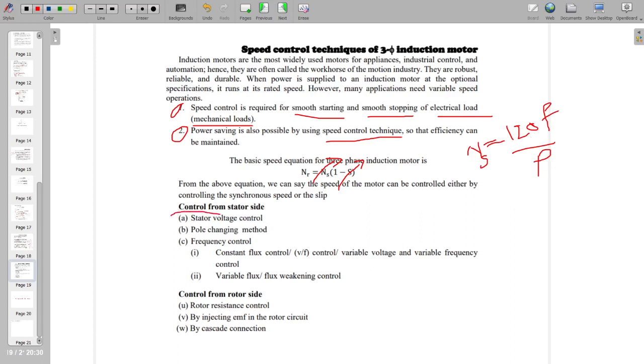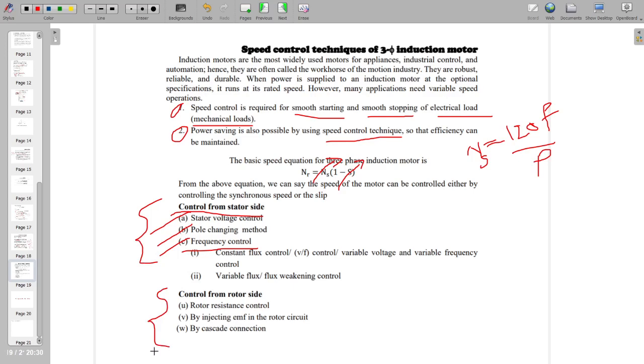The speed controlling methods from the stator side are: first, we can control the stator voltage. Second, pole changing, that is changing the number of poles. Third is frequency control. In frequency control there are two methods: constant flux control, that is V by F control, and the second is variable flux or flux weakening control. This is the controlling of the speed from the stator end.